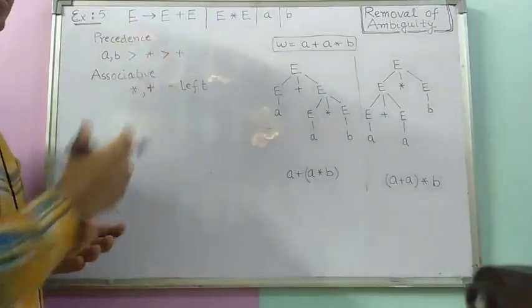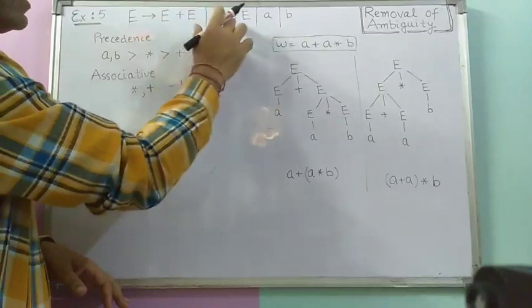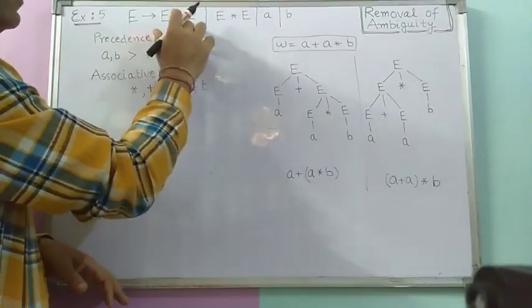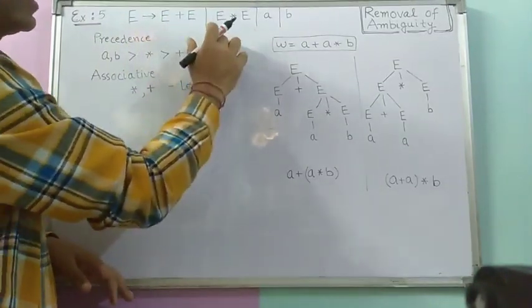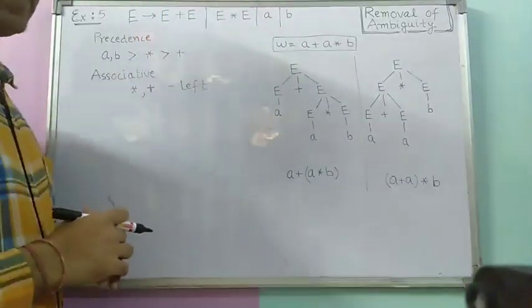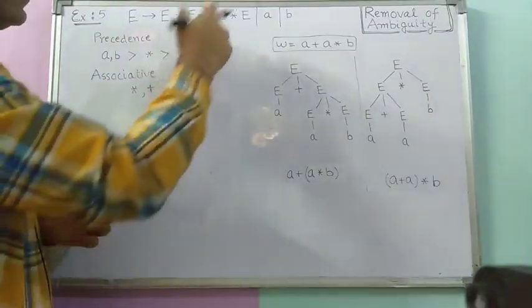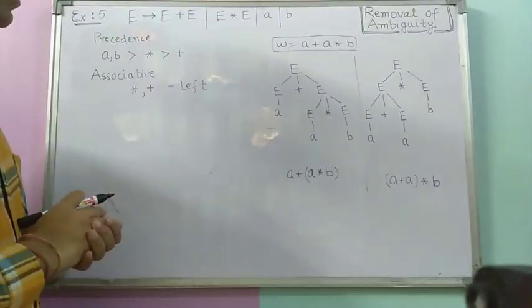Again, this grammar is also ambiguous because in both the productions for plus and asterisk we have both left and right recursion present. Both of these are left associative, so obviously we will keep the left recursion and remove the right recursion.